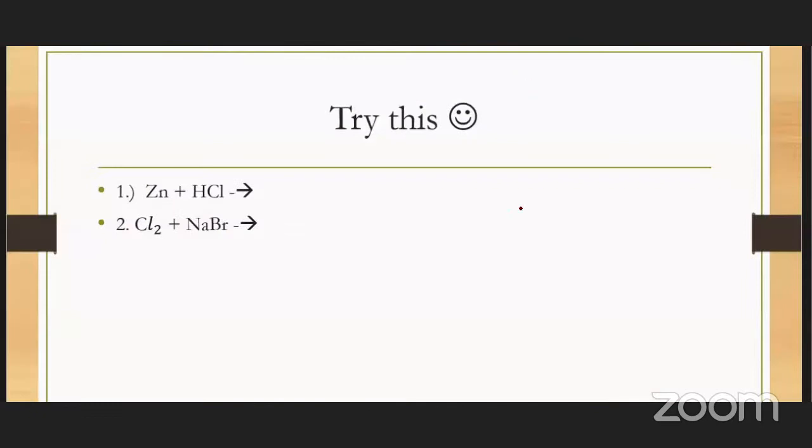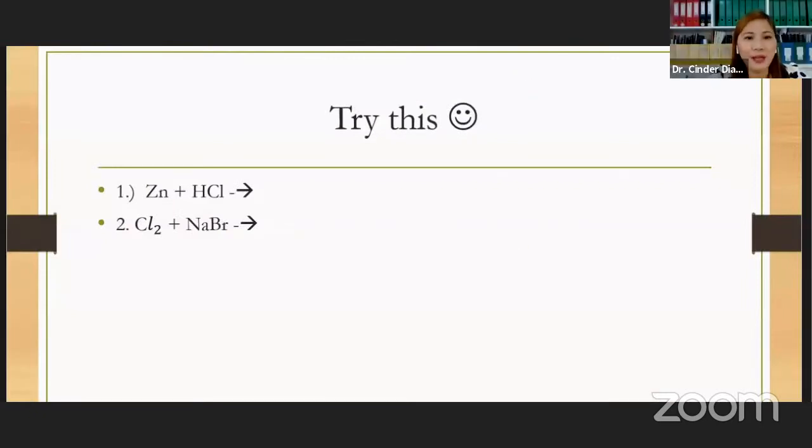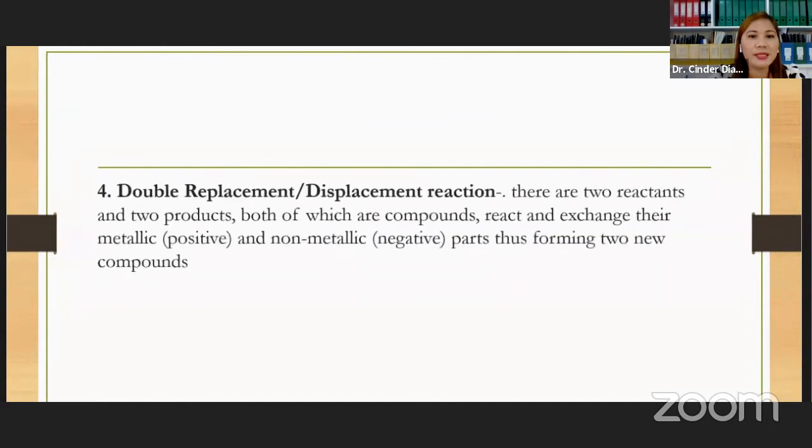Okay? So I'm sure you are having fun solving the single replacement reaction in your houses. Let's proceed. So we have the last type of chemical reaction, double replacement or double displacement reaction. So in here, there are 2 reactants and 2 products, both of which are compounds, react and exchange their metallic or positive and non-metallic negative parts, thus forming 2 new compounds.